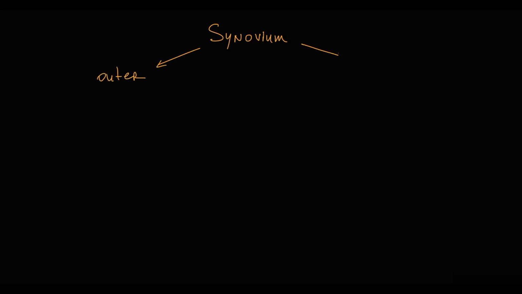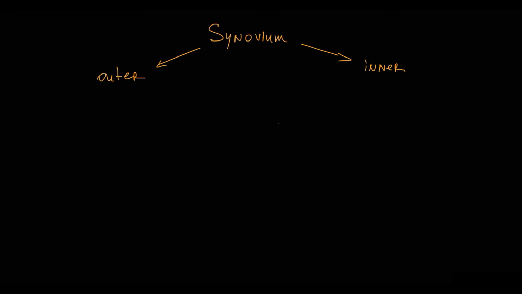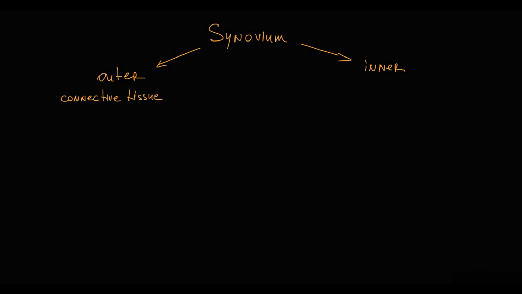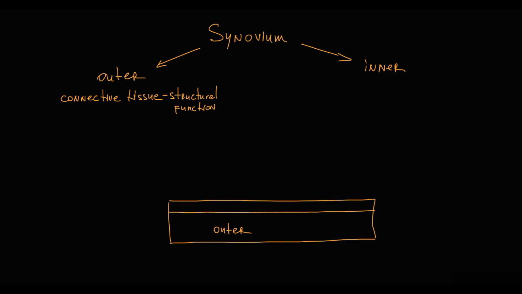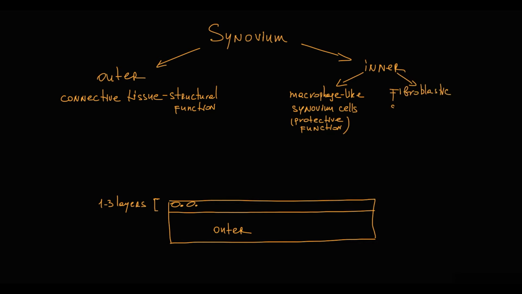Synovium, as we said earlier, lines the inner surface of the joint capsule and has two layers. Outer layer that consists of connective tissue and provides structural function, and inner layer that consists of two types of cells that are organized in 1 to 3 cell layers. It's macrophage-like synovial cells that remove undesirable substances from synovial fluid, so they provide protective function, and fibroblastic synovial cells that are basically the main functional cells of synovium.